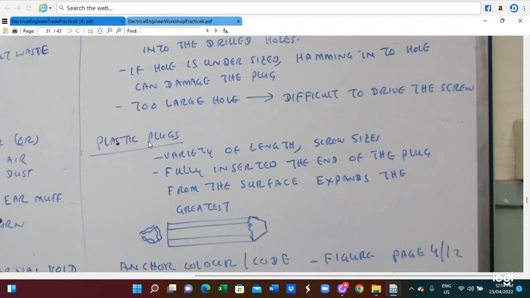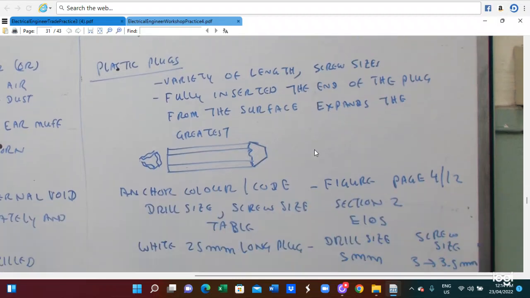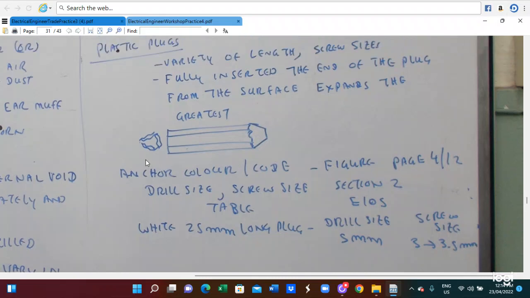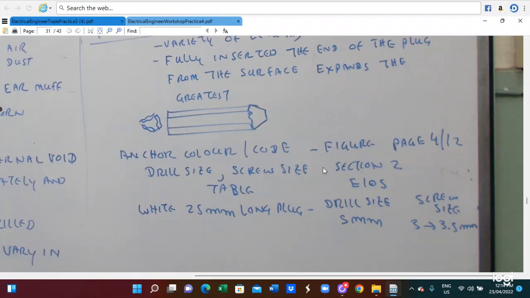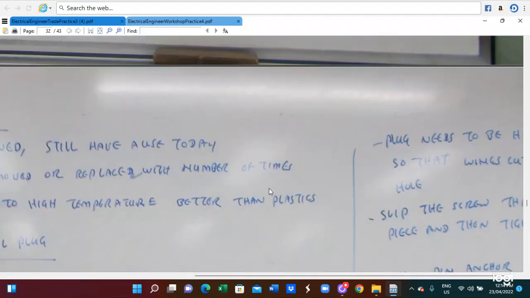Plastic plugs are utilized, and they are graded on length and screw size. They must be fully inserted to the end of the plug so the screw expands the plug the greatest. So this is the plastic plug system. Anchors are color coded. They must follow the appropriate figure, and the drill size and screw size must be matched. For example, a 25 millimeter long plug: the drill size is 5 millimeter, and the screw size will be 3 to 3.5 millimeter. The next system must be followed.